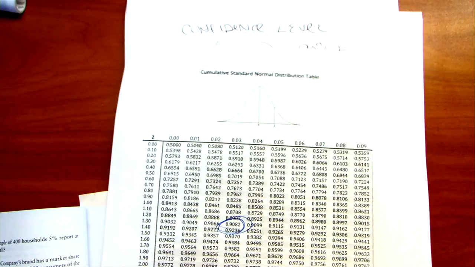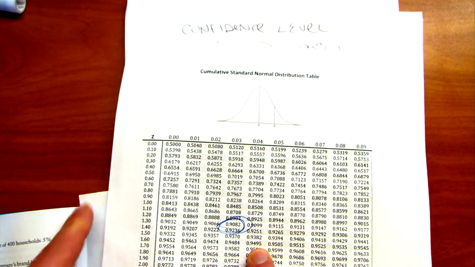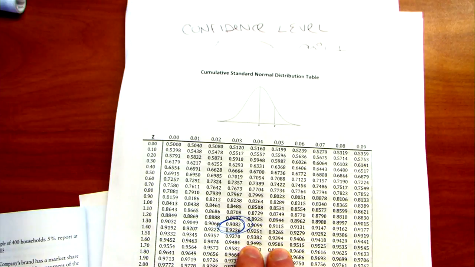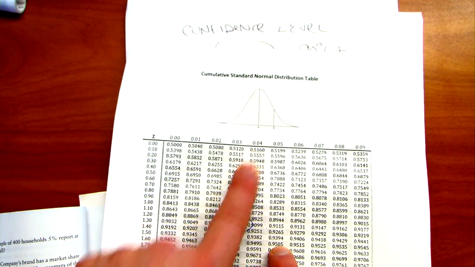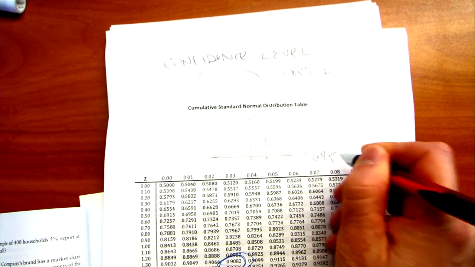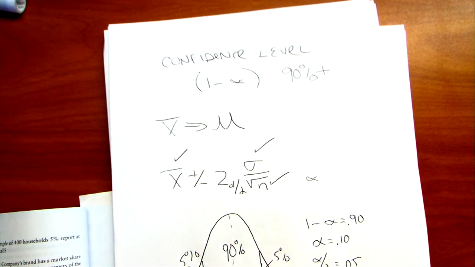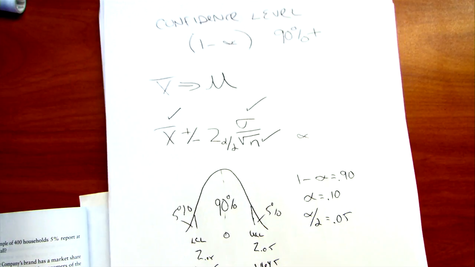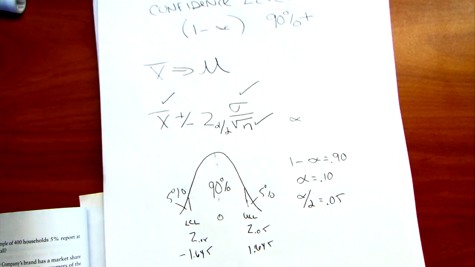So let's go in here. This is where the area is. What's the closest to 95%? Well, it looks like we have 0.9495 and 0.9505. And that translates on the outside to 1.64 and 1.65. So one's a little high, one's a little low. Let's go between those, and we get 1.645. Okay, so 1.645 is the z value that has 5% to the right, and negative 1.645 is the z value that has 5% to the left.